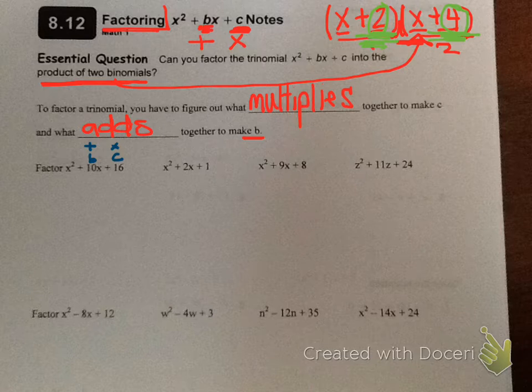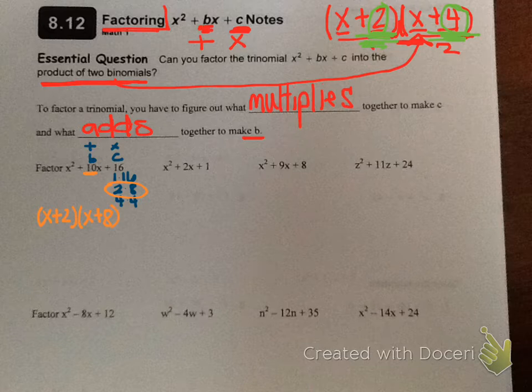So the easiest thing to do is list all of the things that multiply to make 16. So 1 times 16, 2 times 8, 4 times 4. And then once we have our list of things that multiply to make 16, we can see what pair adds up to make, in this case, our B value, which is 10. So 2 and 8 is our answer. So we write our answer as x plus 2, x plus 8.